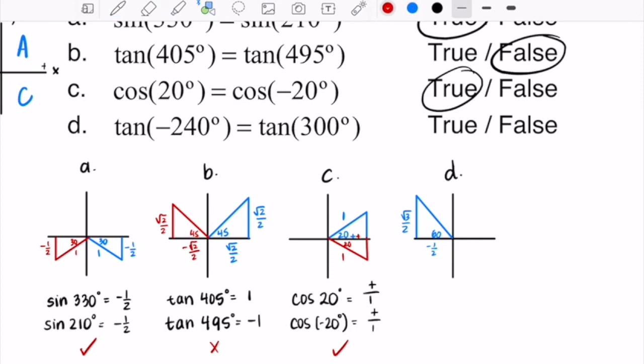And then your other angle measure is the tangent of 300. 300 puts you in quadrant 4. Your reference angle is also 60 degrees. And here you're also finding tangent, so opposite and adjacent.